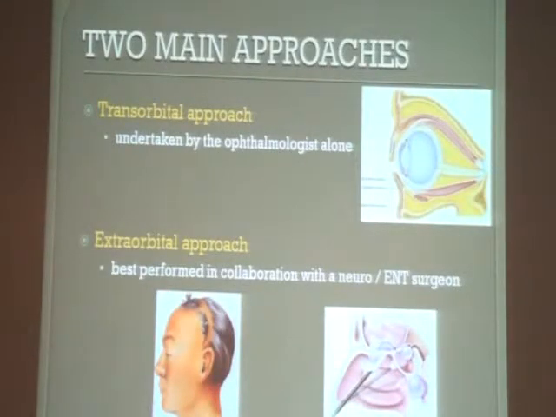Coming to this, summarizing, there are two main approaches: the transorbital approach, where the orbit is entered through the septum or through the subperiosteal space, and the extraorbital approach, which is best performed in collaboration with the neuro or the ENT surgeon. We can see what it means. This is done by the neurosurgeons, and this is by the ENT surgeons.